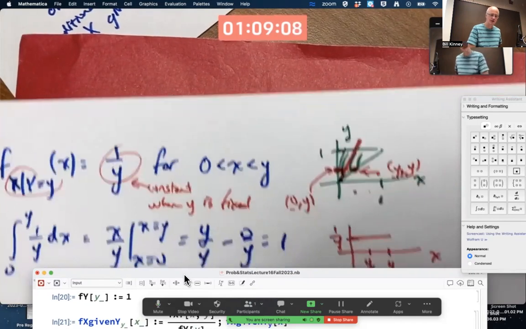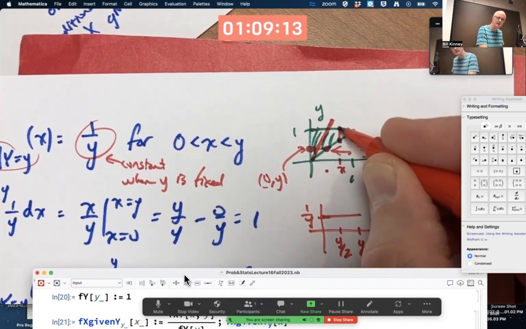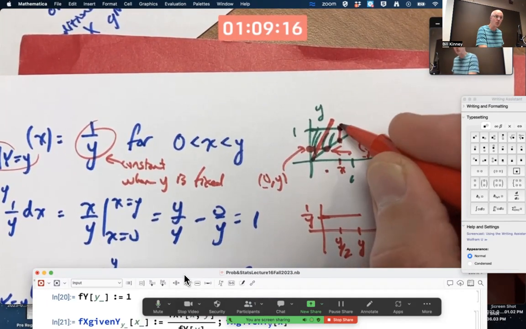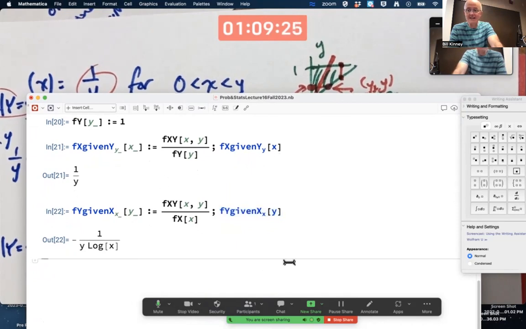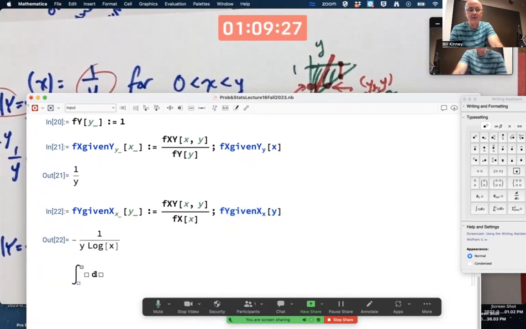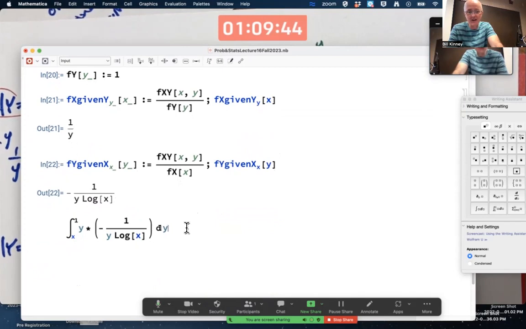Back to this picture. Imagine a fixed value of x. Y goes between the second coordinates at these points, x and 1. So the mean, the curve of regression here, the mean is going to be the integral of y times this thing. Let's just copy and paste this in here. dy, y goes from x to 1. And that's going to, in the end, depend on x. And it will not be a linear function of x.